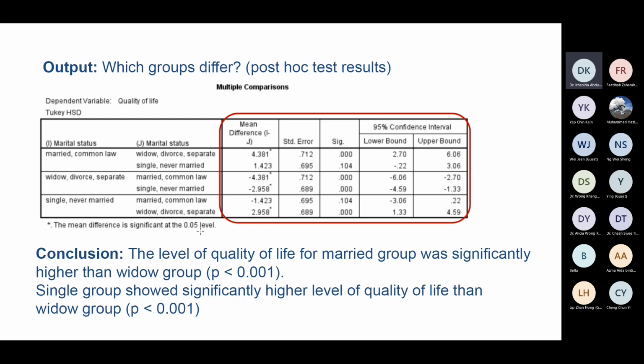If we want to compare which one is higher, then we need to take a look into the multiple comparison box over here. So widow here, married here, and single here. This is where you see the comparisons between groups.